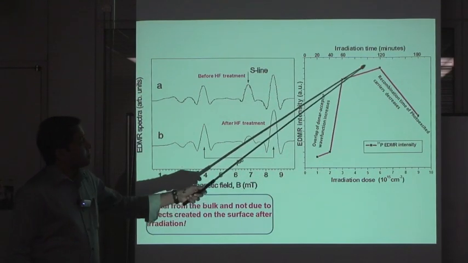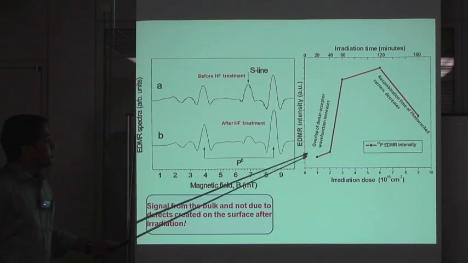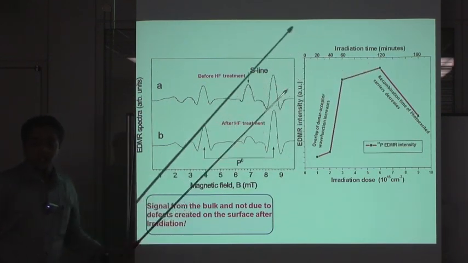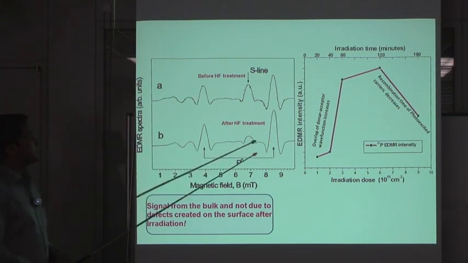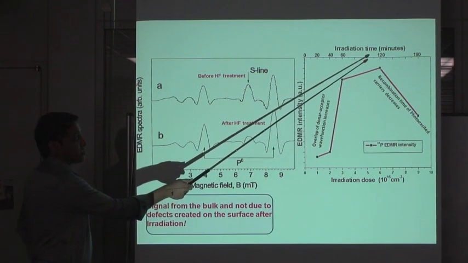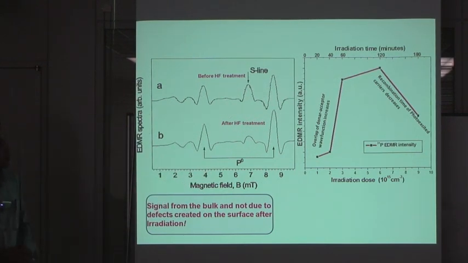Initially, we see an enhancement in the signal with increasing irradiation dose and irradiation time. This enhancement might be because of the overlap of the donor and acceptor wave functions. Our radiation defects act as acceptors. Because of the overlap of donor and acceptor wave functions, you have a better, more efficient recombination probability, and hence the signal intensity keeps on increasing till some point, and then this enhancement is limited by the recombination time of the excited carriers.